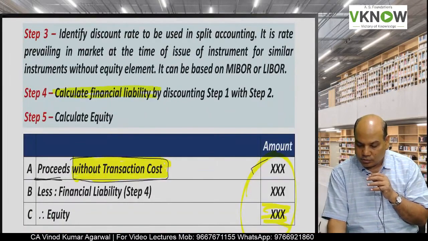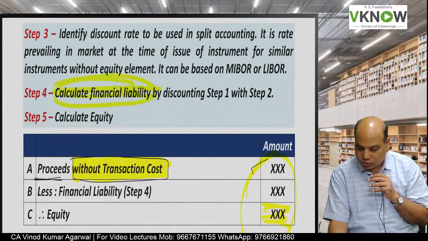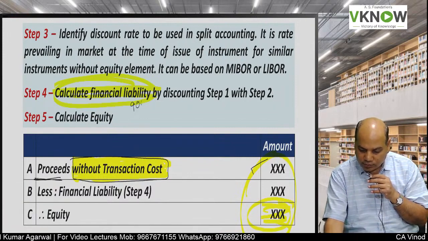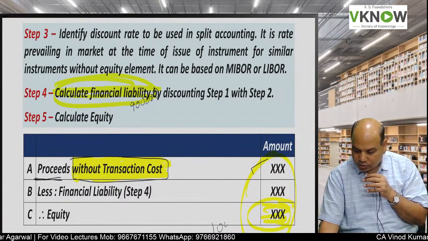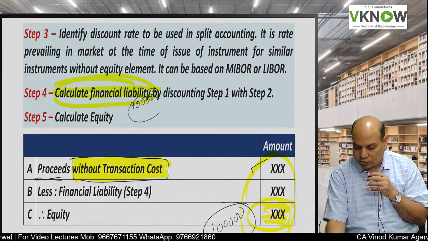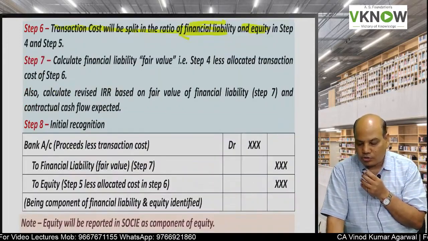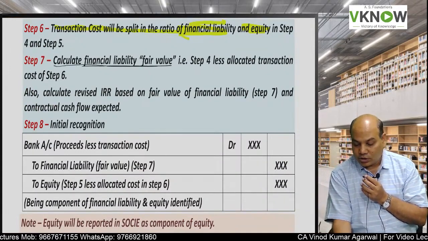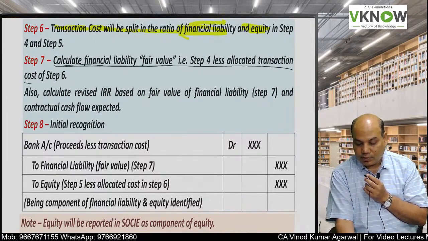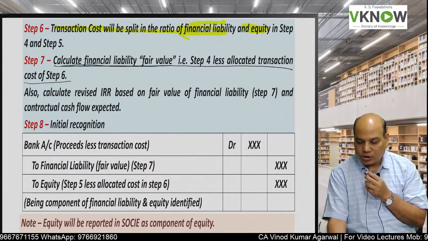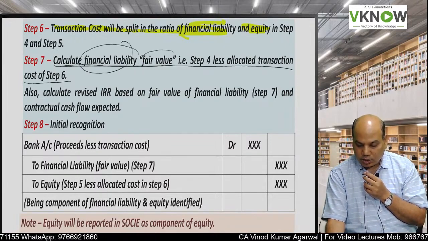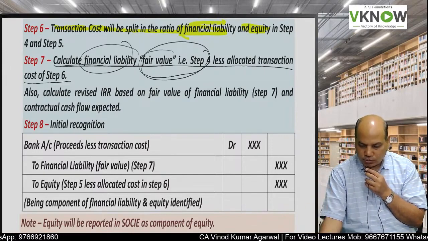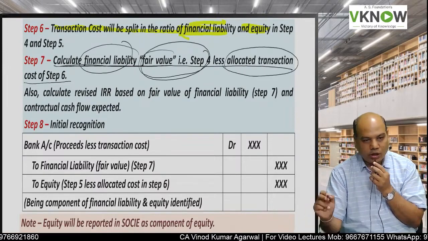So what will be the ratio? For financial liability, this is the ratio. For equity, this is the ratio. So for example, this may be 9 lakh, this may be 1 lakh. So if there is any transaction cost, it will be allocated in the ratio of 9:1. So we will deduct the transaction cost from liability and equity. So my financial liability will become the amount calculated in step 4, which was the present value of future cash flow, minus the transaction cost allocated.